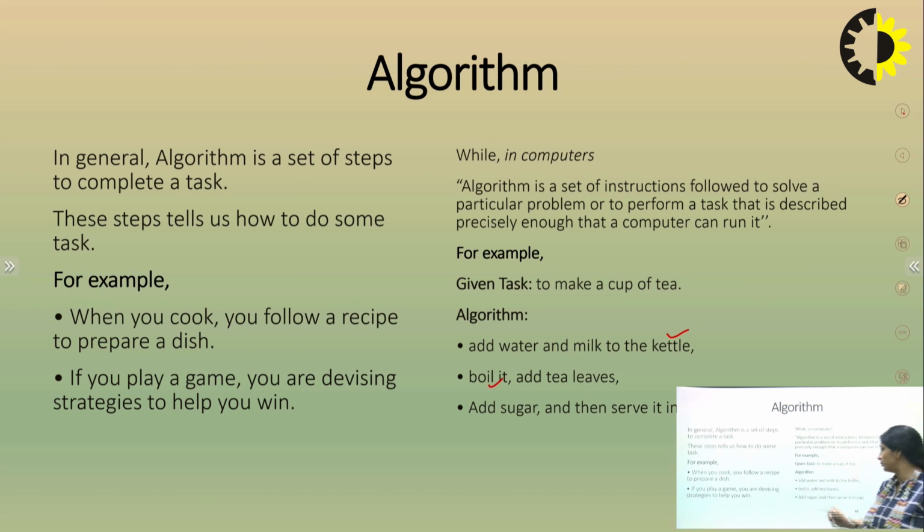Second, you have to boil it, add tea bags, add sugar and then serve it in a cup. You cannot do that first: you take the sugar and then serve it in a cup, and the second point you add the water. This is not possible. You have to follow the strategy or algorithm or set of instructions. Then you can prepare a cup of tea. Right? This is the algorithm.